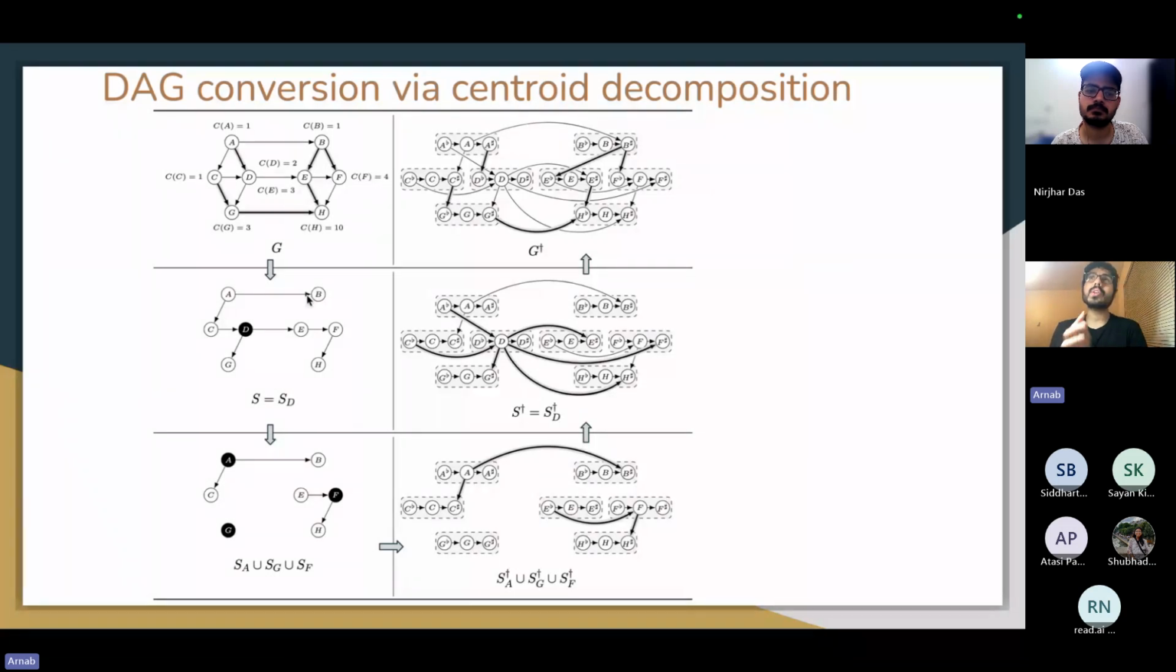Now, the advantage of doing such a thing is that if you consider any path from source to sink here, the number of edges which are not considered in this spanning tree will be log cardinality.